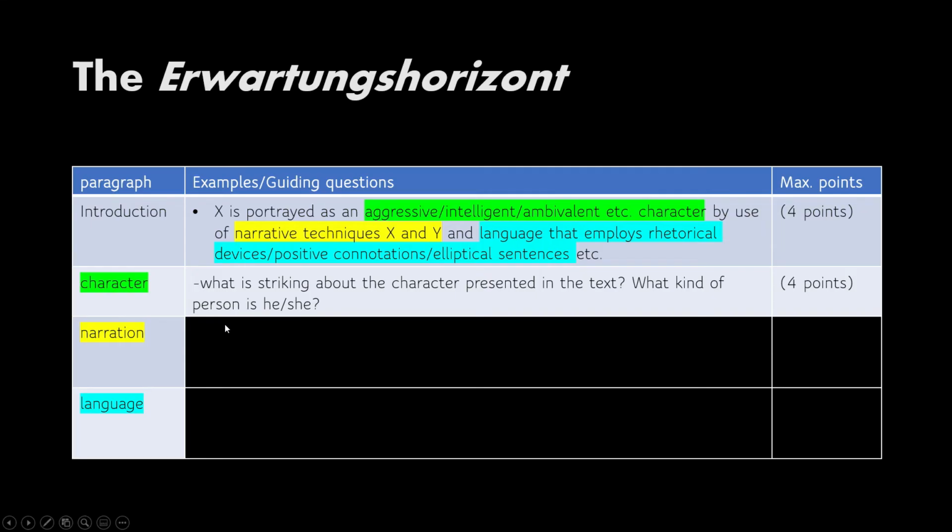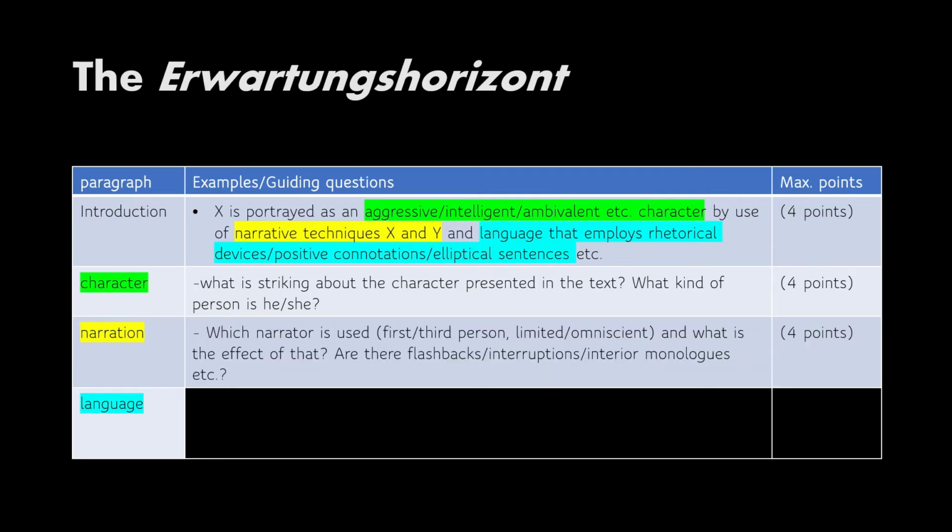Next point would be narration. Of course, the obvious question is, which narrator is used? Is it first person, third person, limited, or omniscient? And you point that out. But some people stop there, which they should not, because this is where it really starts. What kind of third-person limited narrator have you got here? How detailed, for example, is the insight into what the person thinks? And what effect does that have in this story we've got here?